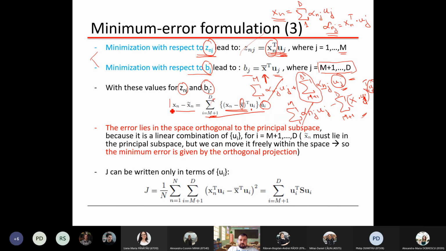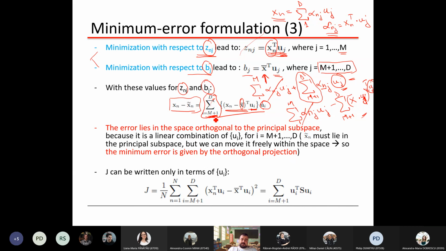So what we can tell from this equation is that the error that we have lies in the space that is orthogonal to the principal subspace, because you see that the error is on the dimensions that I'm not allowed to retain for the principal subspace, so on the dimensions from m plus 1 to d, and it's a linear combination of u_i's that correspond to these dimensions that I'm not allowed to use.